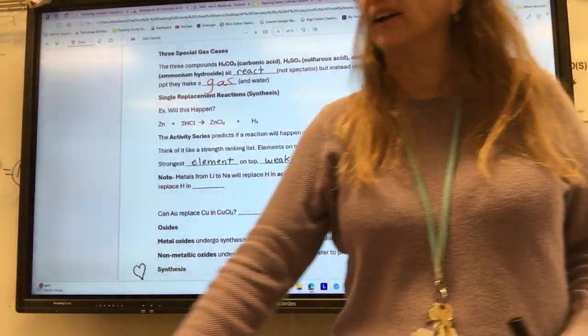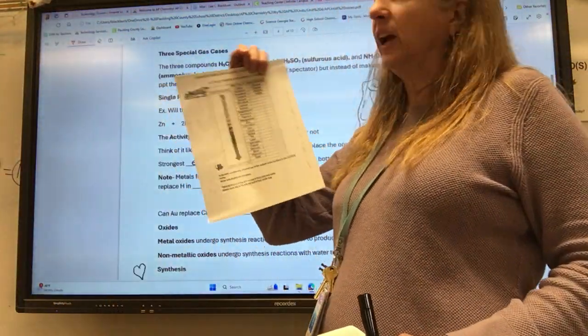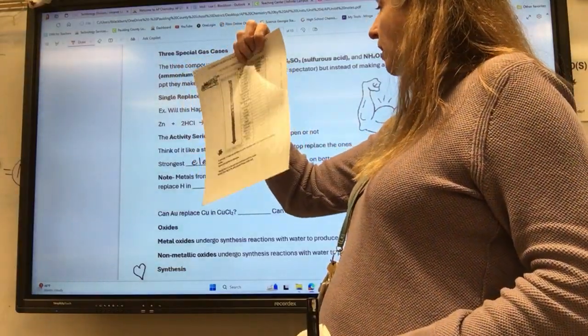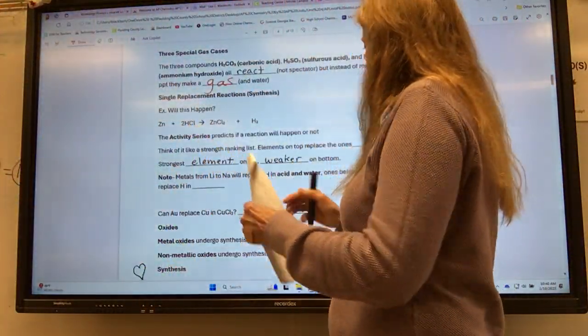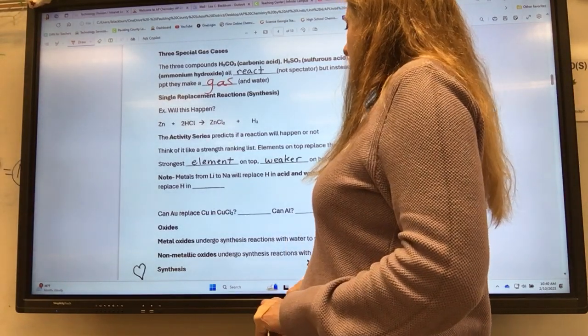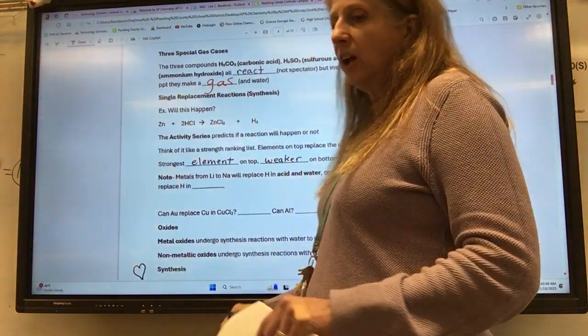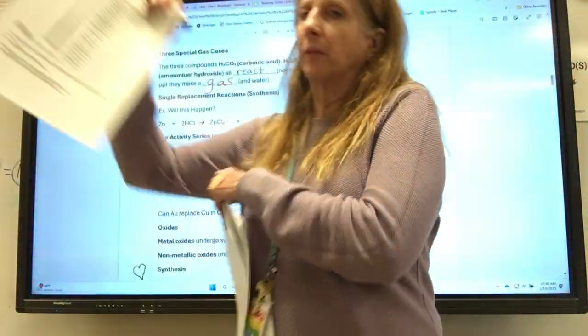The super cat side, not the pig side. And this is an activity series that lets you know if things can replace or not, if the elements on top can replace the ones that are lower. So for example, the stronger is on top, the weaker is on bottom. And then notice what's written down at the bottom of the page.